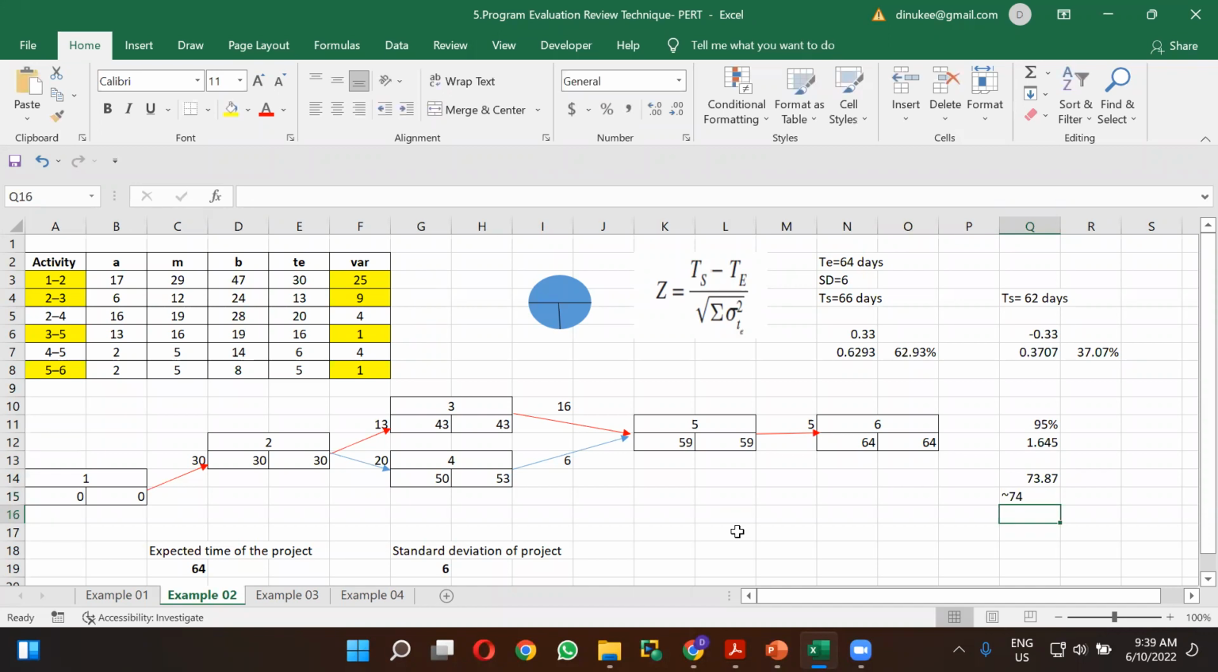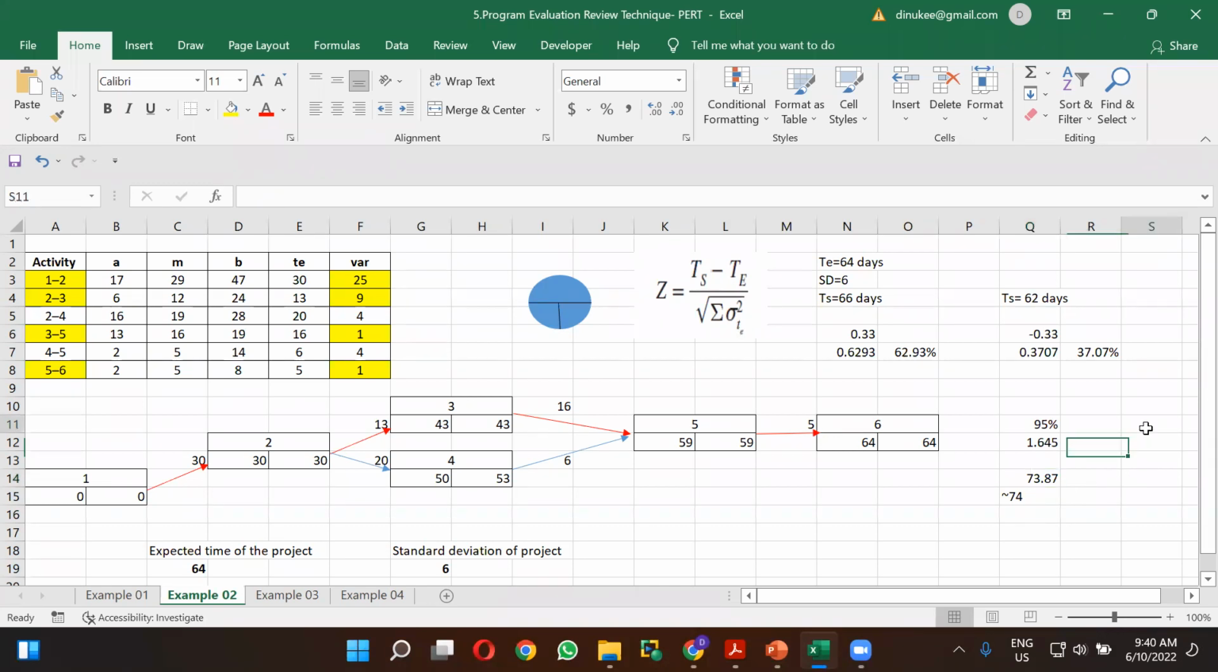So in the exam, please remember that you have to do the calculation, get the answer and write it down to 2 decimal places, and then say that approximately it will take 74, right? So that is for the 95%. If we have a 95% probability to complete this project, it will take 74 days. The scheduled time is 74 days, right?